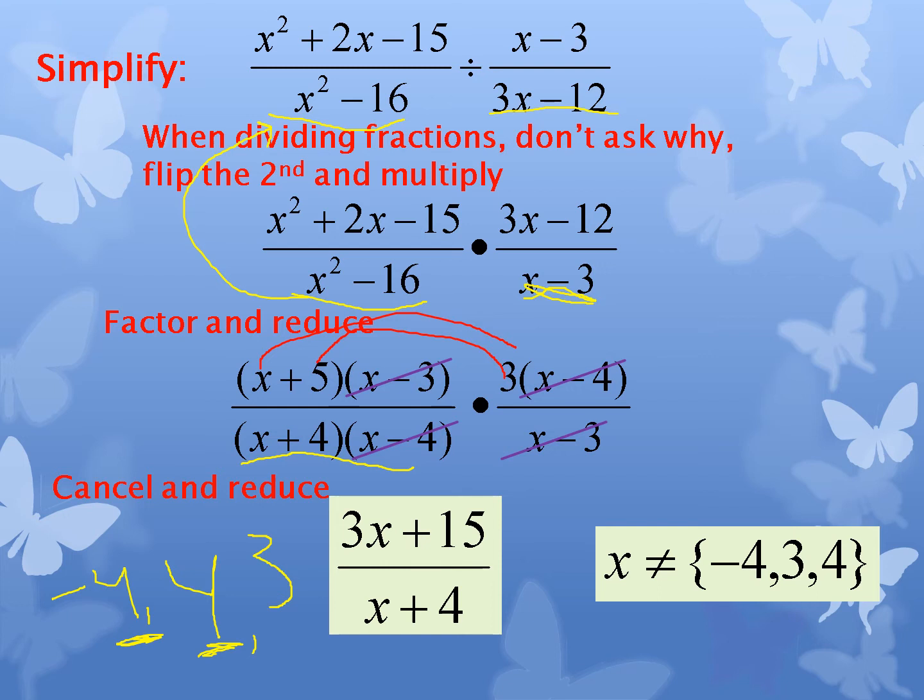Now remember, we like for you to write them in ascending order, so from least to greatest. And then don't forget to put them in your braces, because it's not really a solution set, but this is a listing of numbers that x may not equal. So there are your variable restrictions. All right, let's move on.